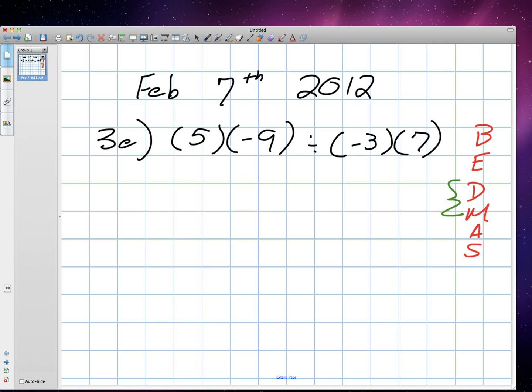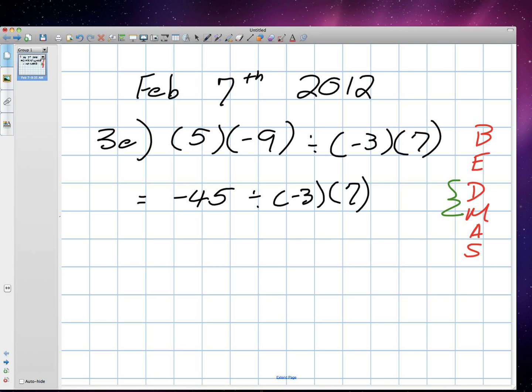In English, we read left to right, so we deal with what comes from left to right. In this question, all we have is multiplication, division, and multiplication again. So all 3 of these are on the same level of BEDMAS. So what that means is we deal with them from left to right. We're going to deal with what comes first. So the first thing we have is 5 times negative 9. Anyone know? Good. So we have negative 45 divided by negative 3 and 7.